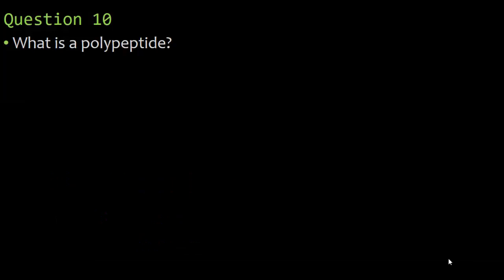So question number 10, what is a polypeptide? It's just a long chain of amino acids. And remember, all those amino acids come together and they're going to form proteins. So just a simple definition question there.